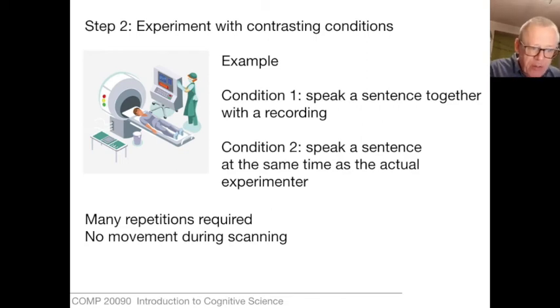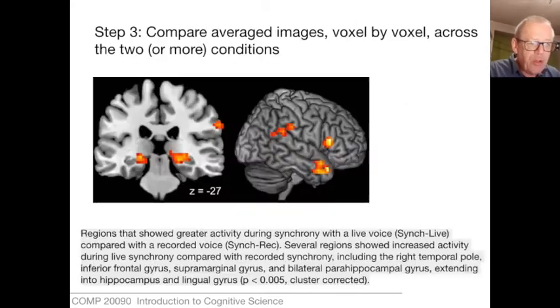It does require very, very many repetitions, and while we're scanning, you can't move. After that, we do the voxel by voxel comparisons, and here you can see, on the basis of this brain, the colored ink that illustrates the differences in blood flow between the two experimental conditions. The way this is reported is shown down below. Regions that showed greater activity, that means blood flow, during synchrony with a live voice is compared with synchrony with a recorded voice. And we can see that there are differences between these two conditions. That turned out to be fascinatingly interesting, by the way.